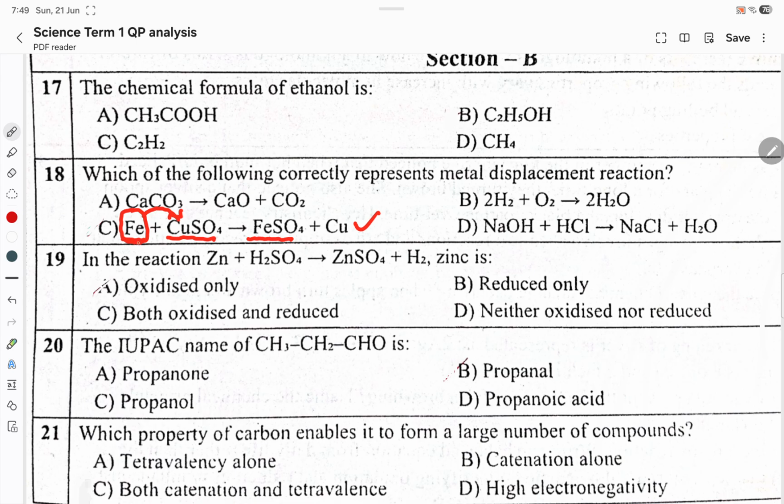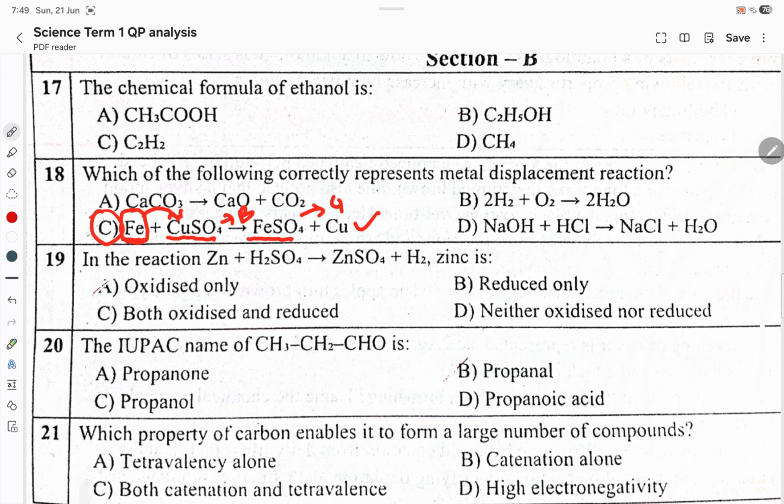Now, here copper sulfate is a blue color, but after the reaction, the solution becomes green. This is actually a metal displacement reaction, right? So let us see. Option 3 is the right one.